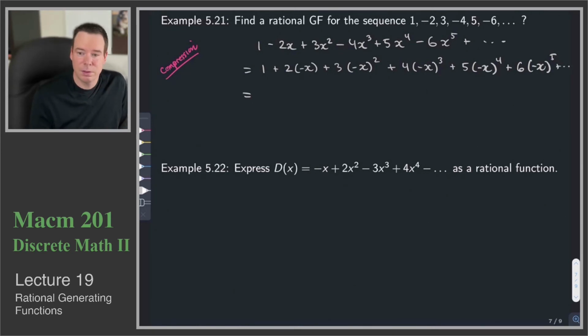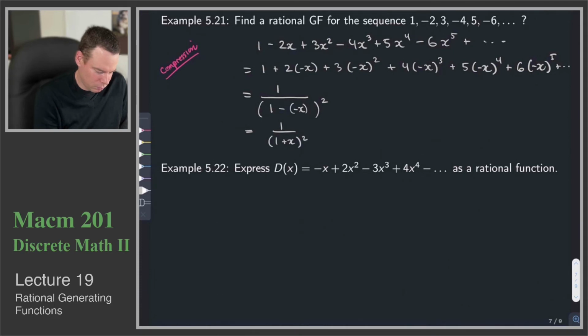So that's nice because this is our second generating function we want to use, the generating function for consecutive integers. That would be 1 over 1 minus whatever substituted in, squared, and in this case it's a negative x. So this becomes 1 over 1 plus x, all squared. So that's the generating function for the alternating sequence of consecutive integers, 1 minus 2 plus 3 minus 4, and so on. Let's do another example.